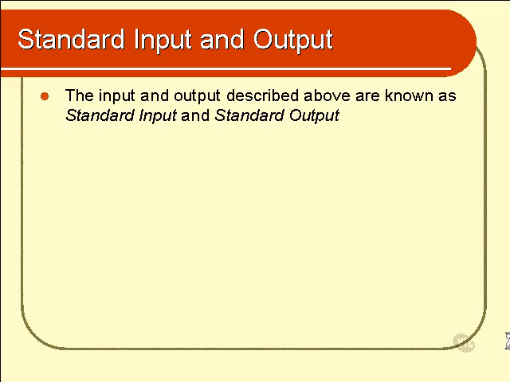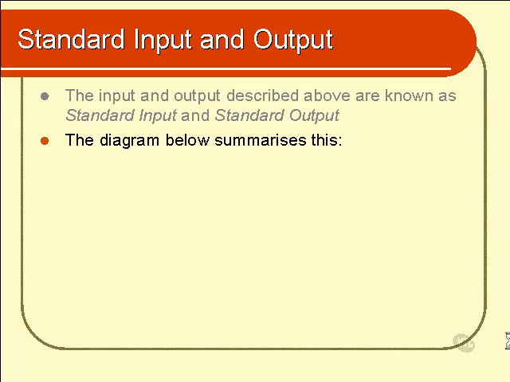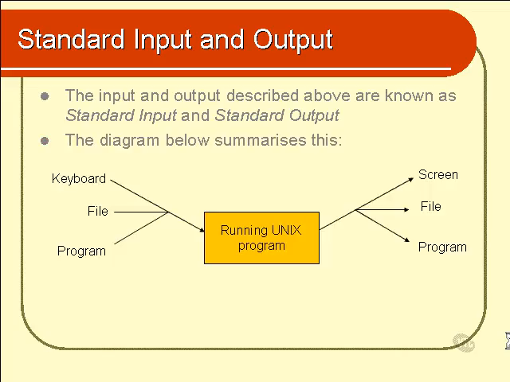The input and output that I've shown in the last two modules is known as standard input and standard output. These are technical terms used in Unix. We have a diagram that summarizes this. A Unix program can possibly produce output. That output will go to the screen unless it is redirected to a file or to a program. Similarly, input, if there is any, will come from the keyboard unless that input is redirected from a file or from another running program. We call these standard input and standard output.